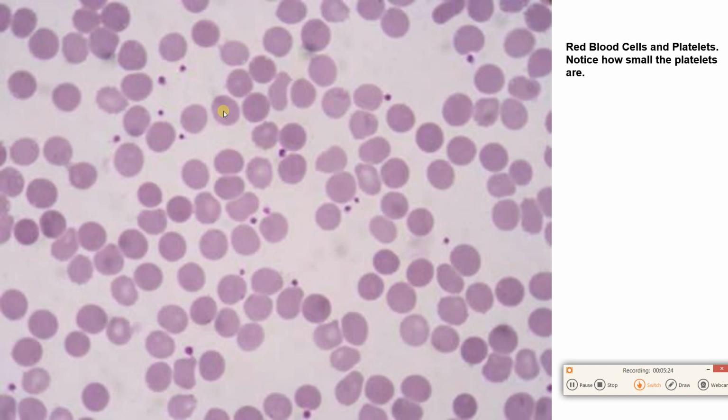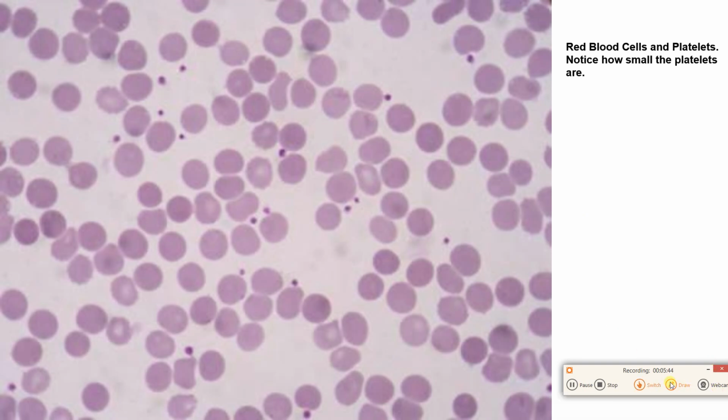Some more red blood cells. We're also starting to see some platelets here. Platelets are tiny. They're smaller than red blood cells. Here is a lovely platelet. Platelets are merely cell fragments, so they don't live up to the word cell. By the way, red blood cells, they don't live up to the word cell either because they have no nucleus.